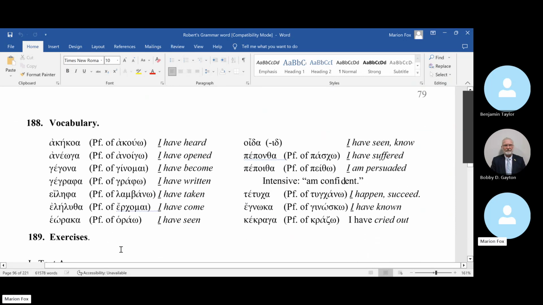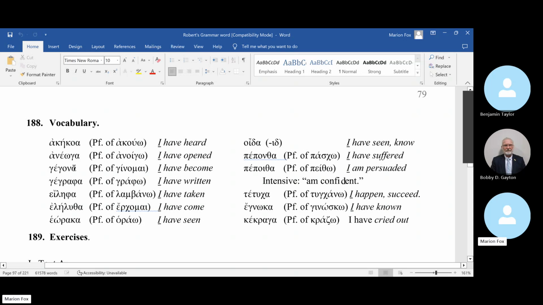All right. And right here we have akouo, and this is the perfect form of akouo. So the perfect form of akouo is akekoa. And then we have anoigo, I have opened, and then aneoga. And that's the perfect form. It's still got parts of it that look pretty good, but it does change.